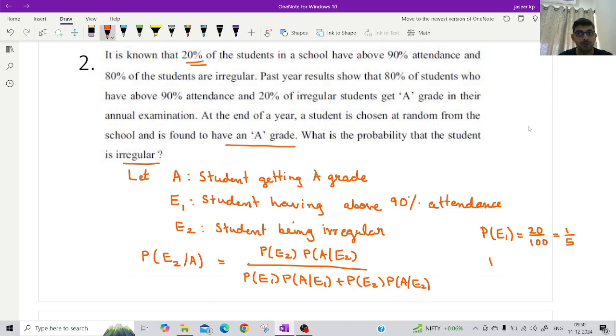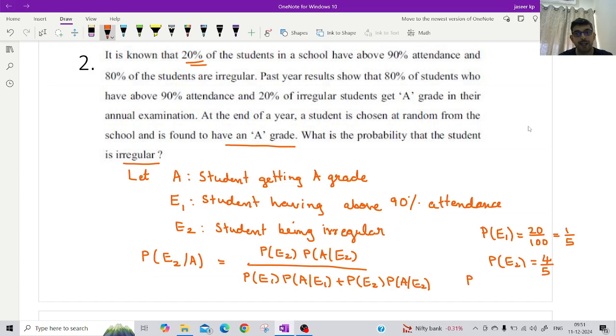So P of E2 is given as 80% attendance. E1 and E2 are partitions, which means the probability of E1 and the probability of E2, if you add them up, should come to 1. So P of E1 is 1 by 5, and P of E2 is 4 by 5.